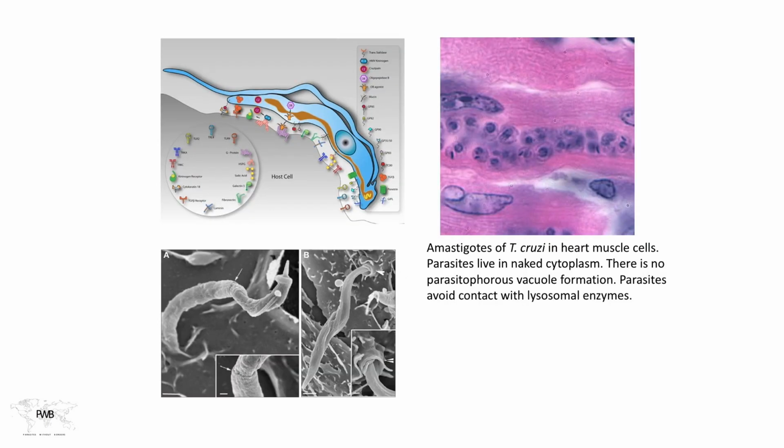There are lots of molecules from the host and the parasite that interact to allow this to happen, that have been selected over millions of years of evolutionary history, which allows the parasite, the trypanosomiasis parasite, to actually penetrate. Eventually, it rounds up, as I've mentioned before, into the amastigote stage. All of these organisms are now in naked cytoplasm. It avoids exposure to the lysosomal enzyme cascade that you might get.